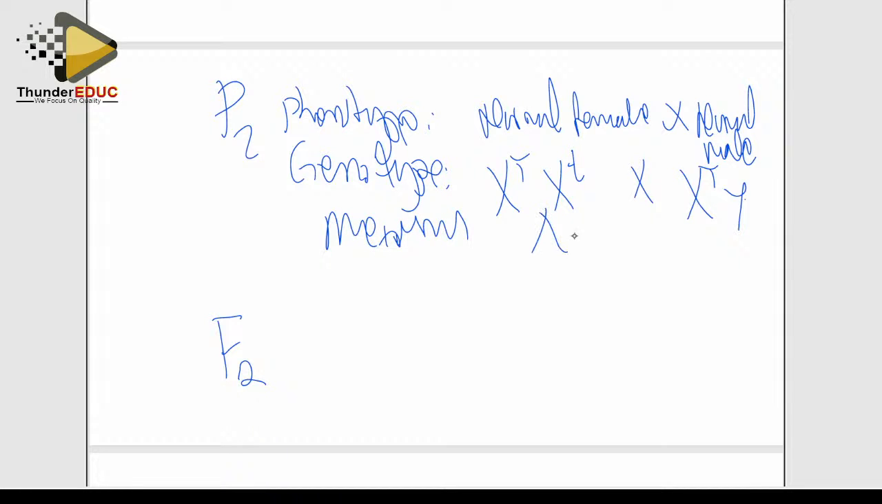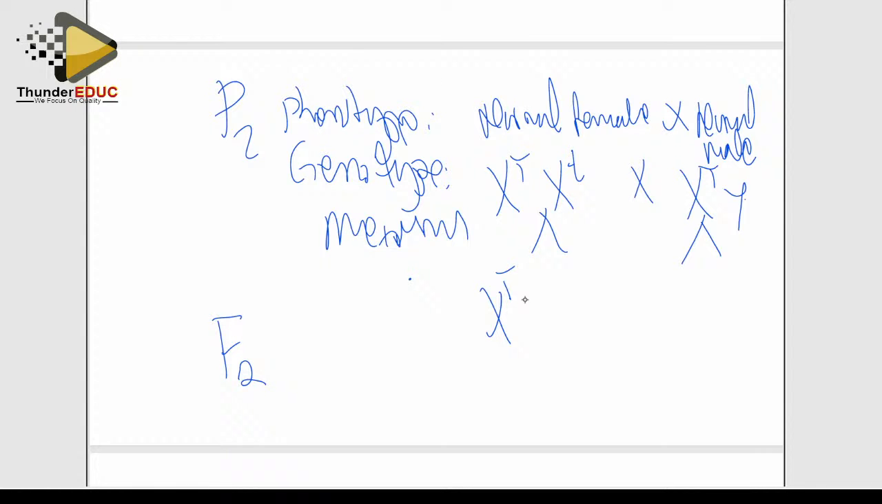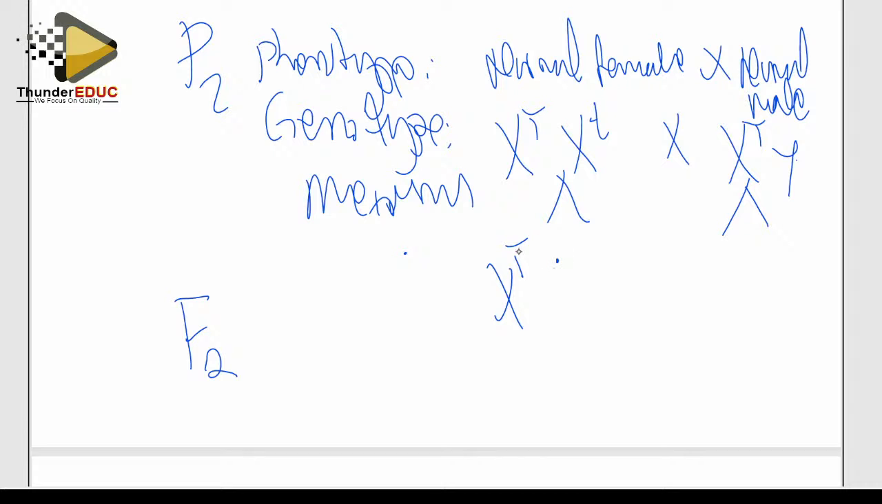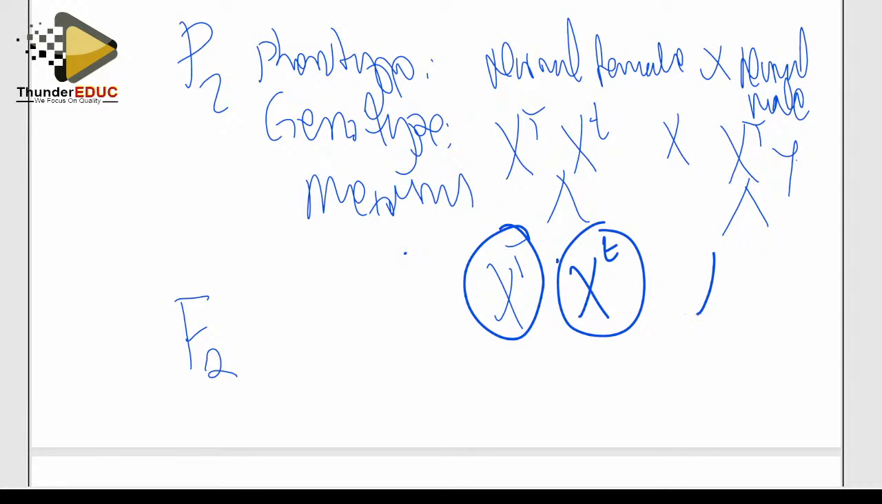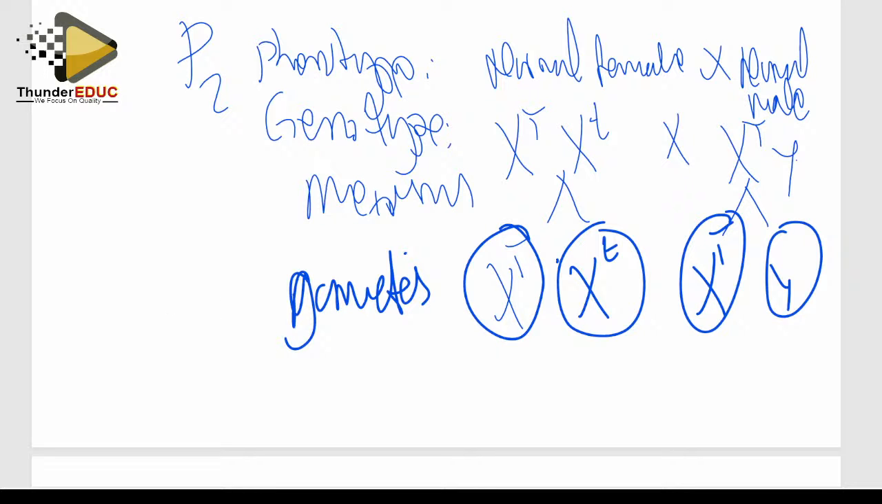Then when meiosis occurs, you're gonna have capital T. Let me increase the thickness. Then here is gonna be capital X, small t. Then this one's gonna be X capital T, Y. You see? Then these are gametes. So let me just make this one far.